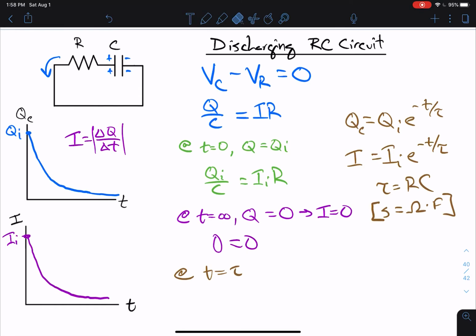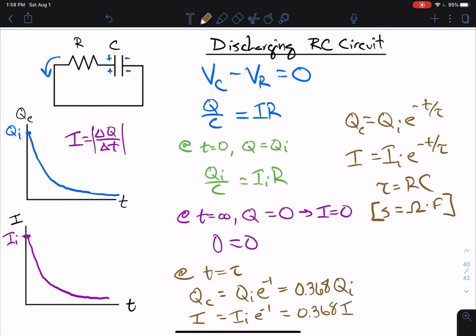So when t equals tau, these formulas tell me that Q sub c, the charge of the capacitor, is going to be Q initial times e to the negative 1, and that is approximately equal to 0.368. And if we're looking at the current, we're going to see the same thing, e to the negative 1, 0.368 times the initial current.